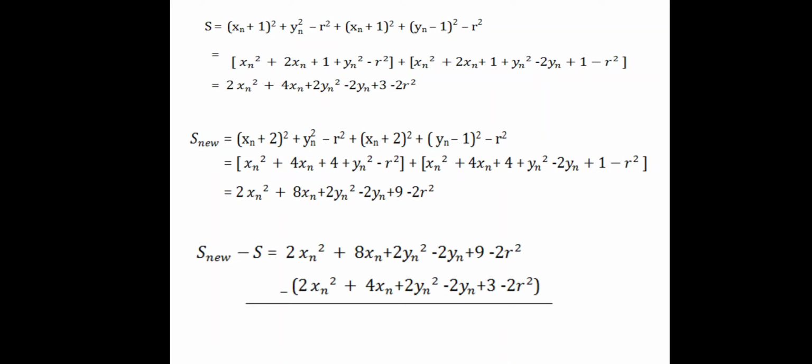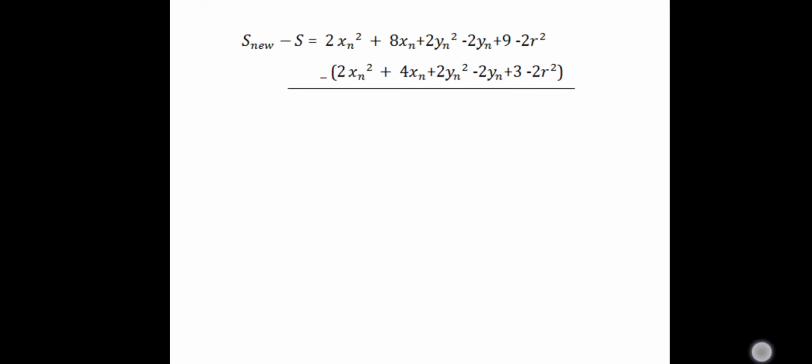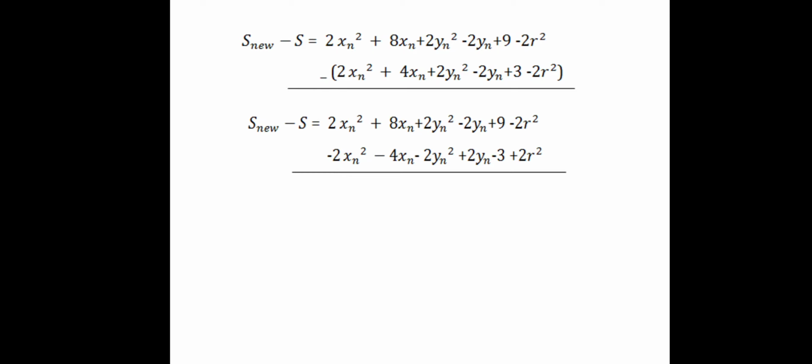So S nu minus S, I am doing in this way. This is the S nu, and this is minus S. This minus will multiply with all the terms in the bracket, so the signs become minus 2xn minus, plus, minus, minus, plus, minus, minus, minus, plus, then minus into 3 is minus, and minus minus plus. So now you have to solve this.